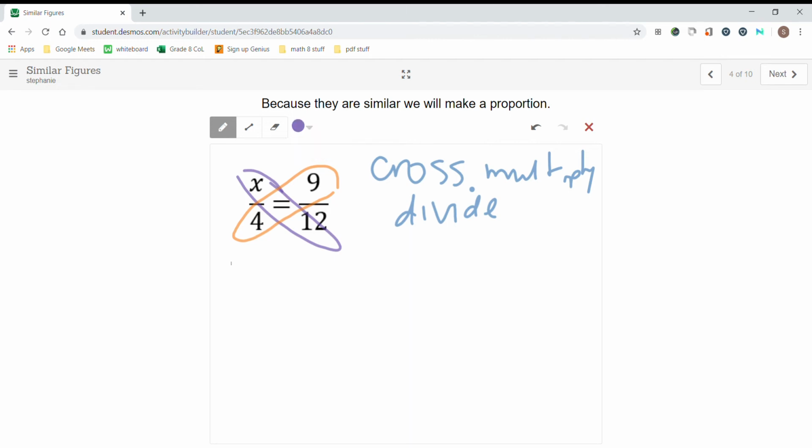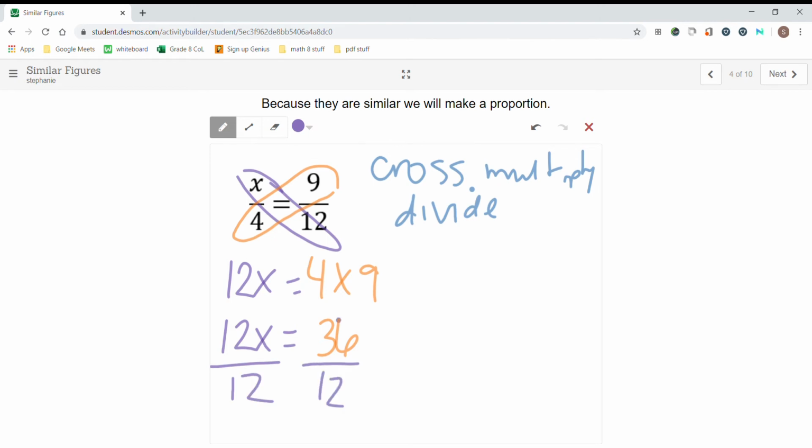So now we need to write out what this is going to look like as an equation. I'm going to have 12x in my purple because I can't multiply that, it's just a variable. In my orange, I have 4 times 9. I can't do anything with 12x yet, so I'm just going to keep it the same. My 4 times 9 equals 36. From here, I can divide by 12. 36 divided by 12, well, x equals 3. So for whatever this is, whether it's a triangle, a rectangle, whatever kind of shape, the missing side that we were looking for was 3.